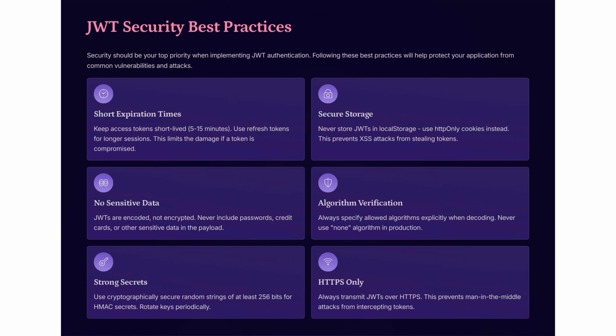Avoid sensitive data in payloads, as JSON Web Tokens are not encrypted. Specify allowed algorithms explicitly and use strong, cryptographically secure secrets. Always transmit JSON Web Tokens over Hypertext Transfer Protocol Secure to prevent interception.